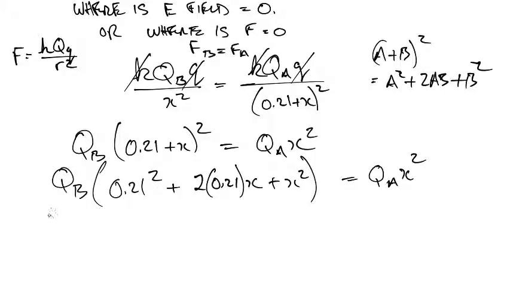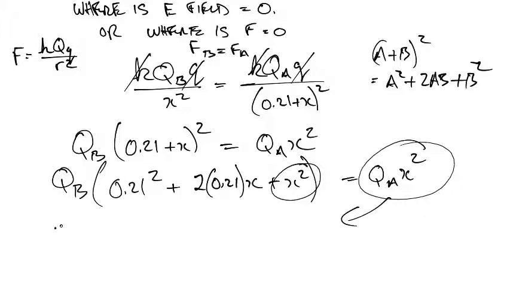Now, we can multiply through, and I'm going to reverse the order. At the same time that I do that, I'm going to bring this term over to the left of this equation. So in terms of the x squared, here's my x squared term, and it's multiplied by QB, so I've got QB minus QA times x squared.